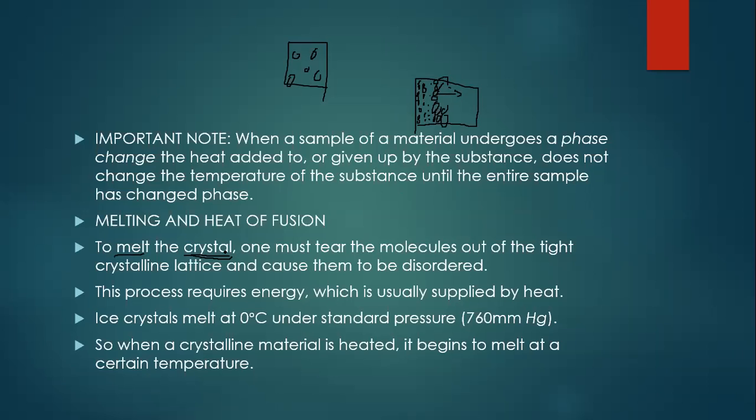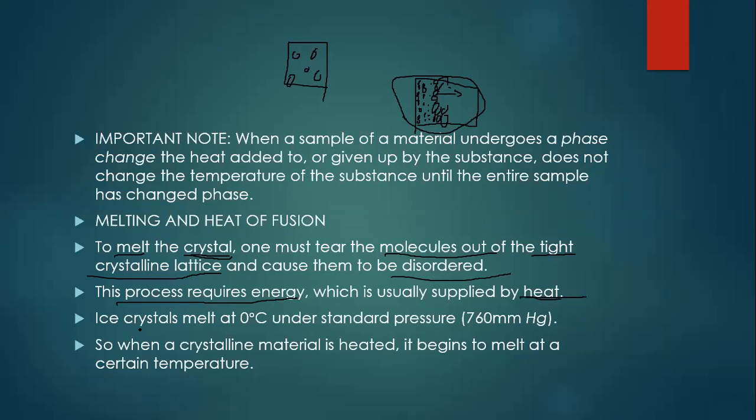So to melt the crystal, one must tear the molecule out of the tight crystalline lattice, all right? And you have to cause it to be disordered, to break the bonds or the compact structure that is there. You must apply what? You must apply energy, all right? So this process, like we are saying, requires energy, which is usually supplied in the form of heat. Heat is the energy that is supplied.